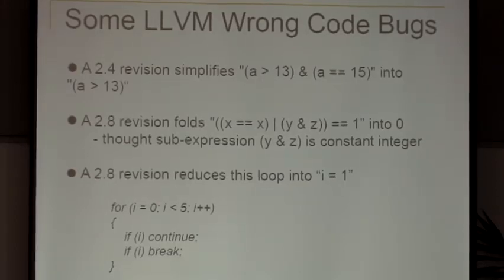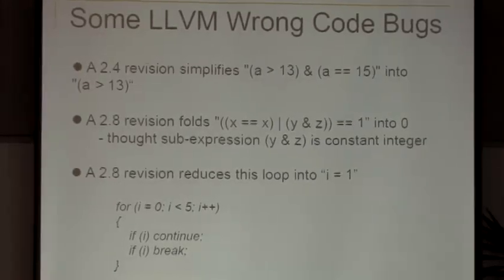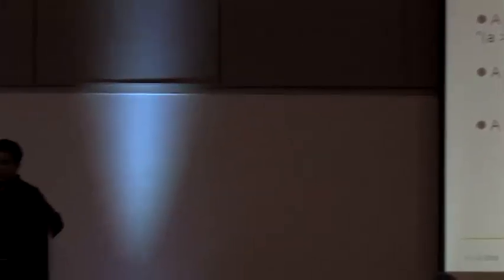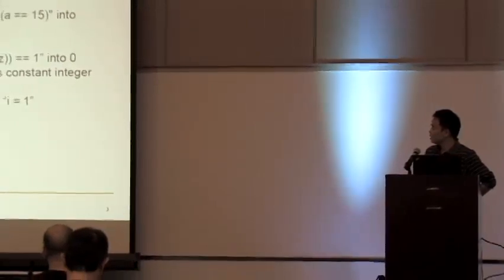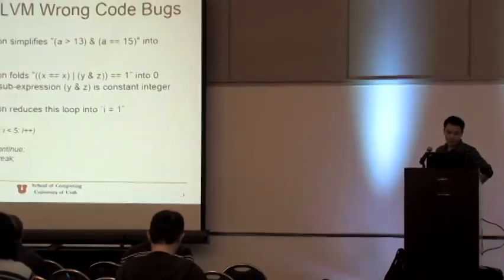And finally, the wrong code bug is found in this loop. LLVM was able to say this loop does nothing and tries to reduce the variable directly to the number of iterations for this loop. But somehow it computes the iteration number wrong. It says the iteration is 1. Instead, you can see the iteration should be 5.